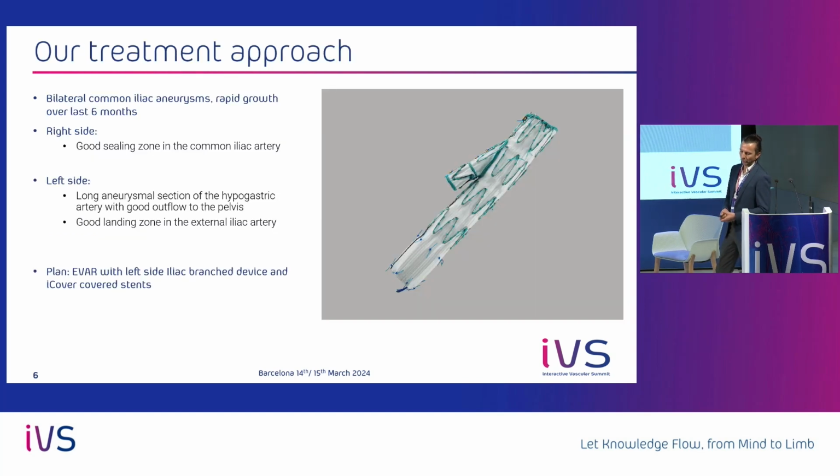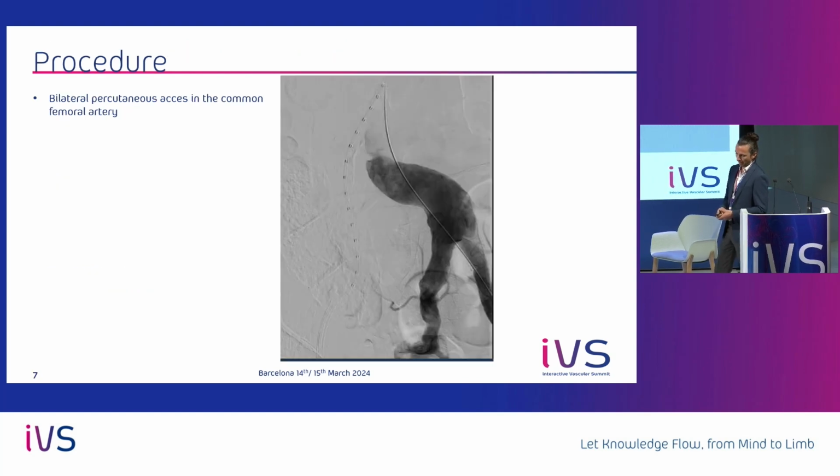Well, our treatment approach was, because we did the treatment because of rapid growth of the left iliac aneurysm. On the right side, we decided there was a good sealing zone in the common iliac artery because we want to preserve as much as possible the hypogastric arteries on both sides. On the left side, we had a large aneurysmal section of the hypogastric artery, so we decided to place an IBD on the left side and go for a good landing zone in the external iliac artery. So we planned an EVAR with a left-sided IBD. Here you can see we went for a procedure with bilateral percutaneous access in the common femoral artery.